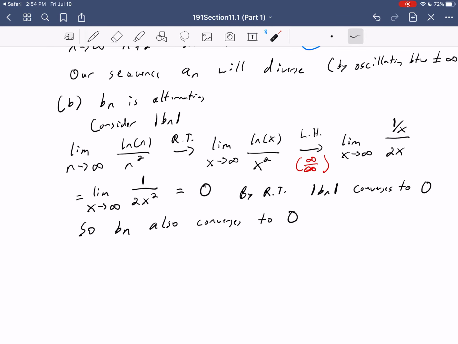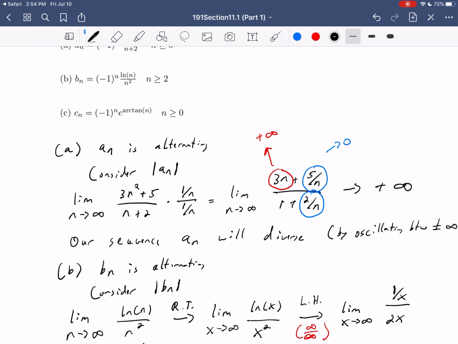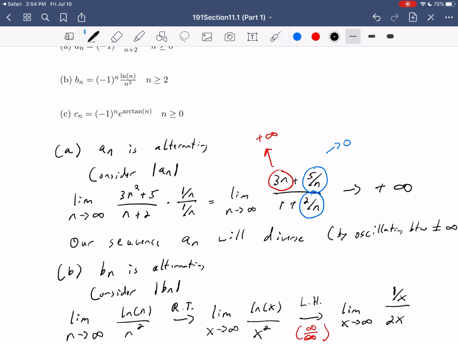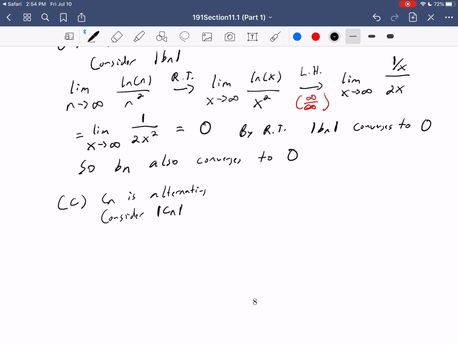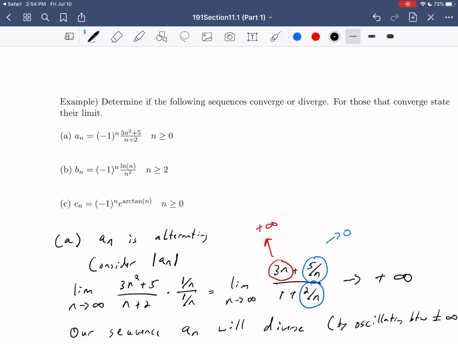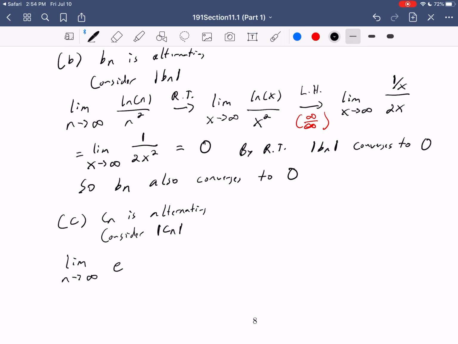Okay, let's do one last one. For c, once again, we have negative 1 to the n, e to the arctan of n. So once again, we have c sub n is alternating. So we're going to start by considering the absolute value of c sub n. So that means we're going to be looking at the limit as n goes to infinity. If we put this in absolute value, we can ignore this and just focus on the magnitude component. So we have the limit of e to the arctan of n.